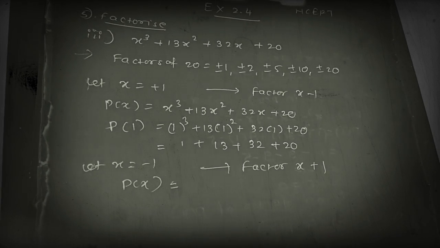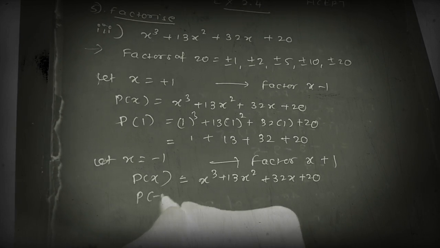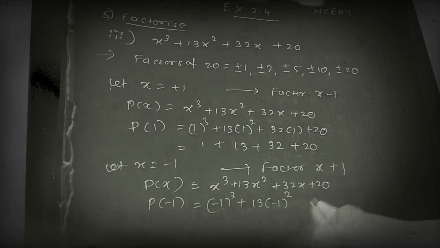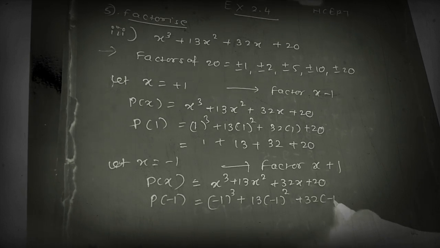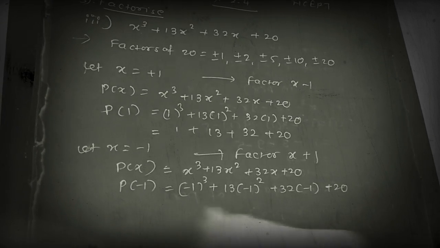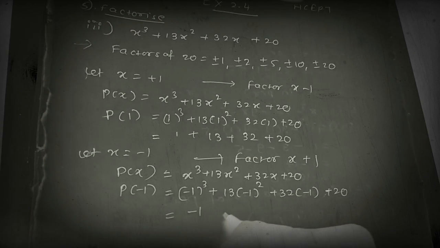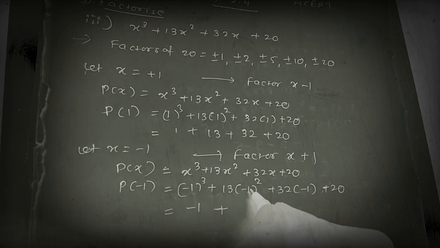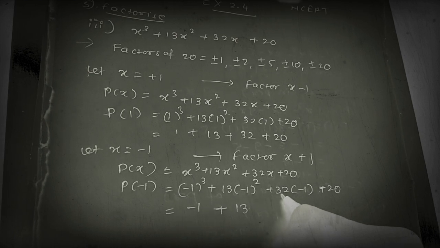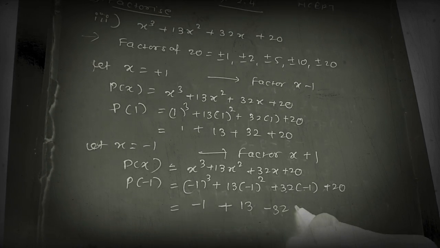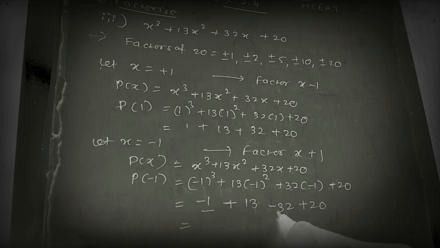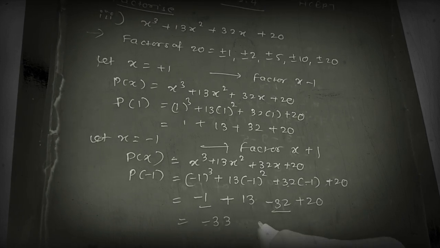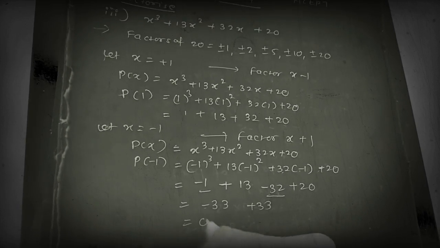So p of x will be, wherever there is x, you have to put minus 1. So minus 1 cube plus 13 into minus 1 square plus 32 into minus 1 plus 20. So minus 1 cube is minus 1, plus 13, and minus 1 square is plus 1, plus 1 into 13 is 13, and 32 with the minus sign, minus 32, plus 20. Here you can see minus and minus will be plus, that is 33, and we give the sign of the bigger digit. 13 plus 20 is plus 33, and this is clearly equal to 0.